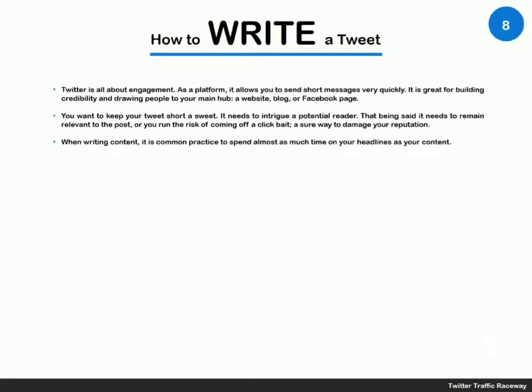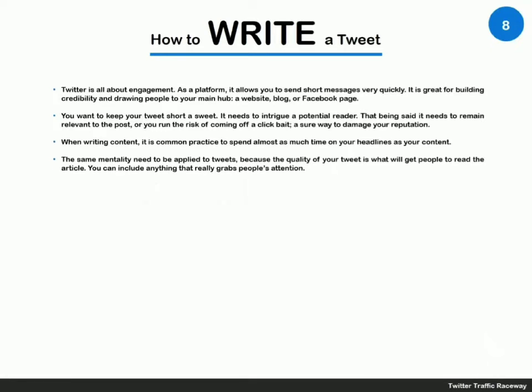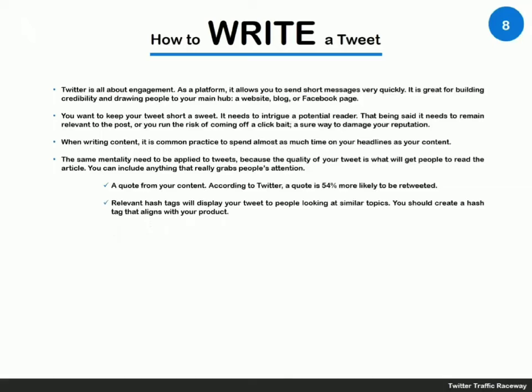When writing content, it is common practice to spend almost as much time on your headlines as your content. The same mentality needs to be applied to your tweets, because the quality of your tweet is what will get people to read the article. You can include anything that grabs people's attention. A quote from your content. According to Twitter, a quote is 54% more likely to be retweeted. Relevant hashtags will display your tweet to people looking at similar topics. You should create a hashtag that aligns with your product.